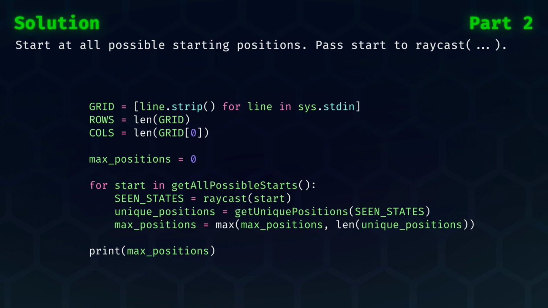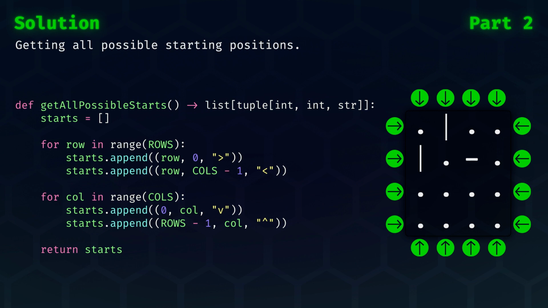Since there is no fundamental change in behavior requested, let's go straight to the solution of part 2. What we have to do is start at all possible starting positions. Then we pass that start to the raycast function and we count the total unique positions again. In the loop, we can make sure to track the maximum number of positions as we loop over all possible options. Getting all possible starting positions can be done as follows. Just for every row, start on the left and cast to the east, or start on the right and cast to the west. The same works for the top and bottom rows.